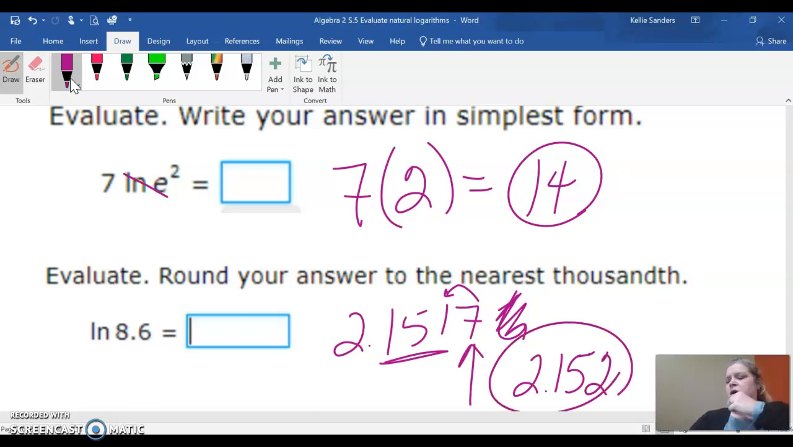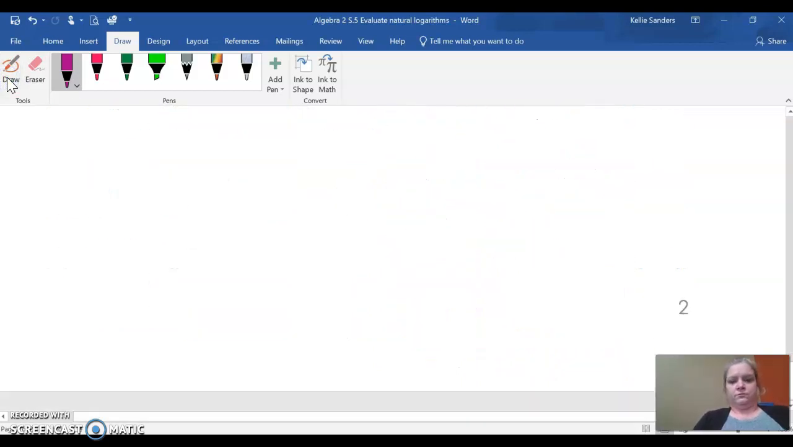So 2.152. If you're using an iPhone, again, turn it sideways, and again, it is backwards. So you put 8.6 in first, and then the natural log button is right next to the log button. And so you hit natural log, do not press enter, and you get the same answer. That's it.